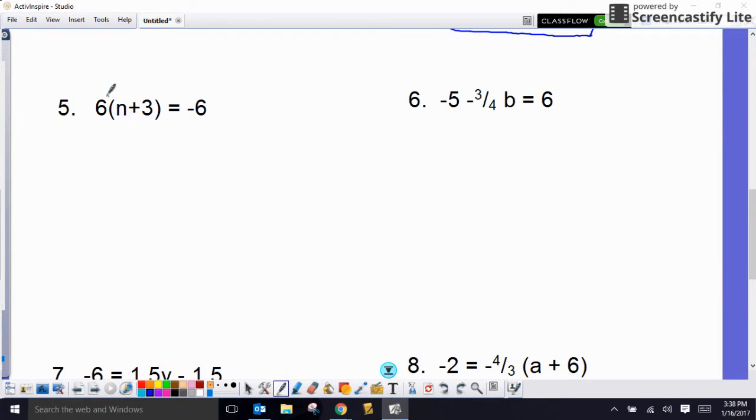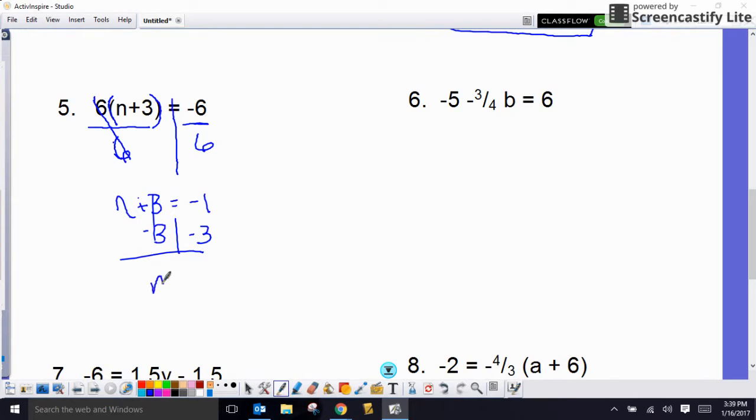Okay, remember, what does it mean when you have a number with a set of parentheses? This means to do what? Multiply. So guess which we're going to do first? That's right. Because we're doing PEMDAS backwards. Instead of doing the parentheses first, we're going to do this multiplication step first. And so we're going to divide by 6 on both sides and end up with n plus 3 equals -1. Then all we have to do is subtract 3 from both sides. End up with n equals -4.